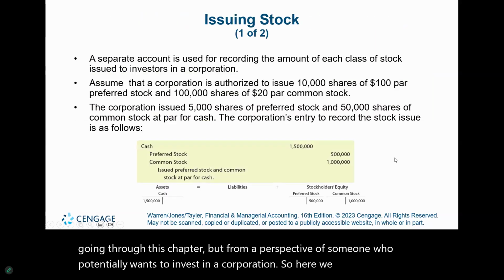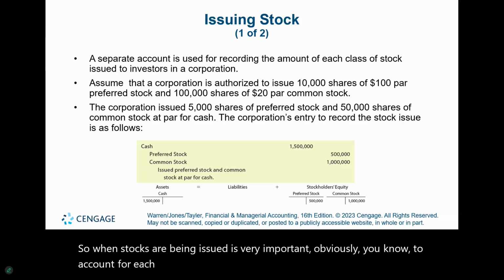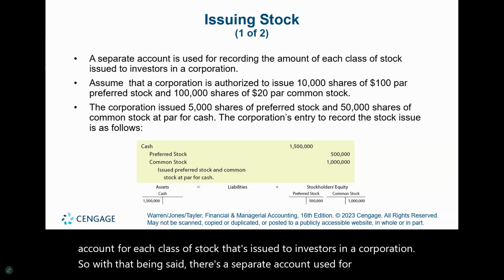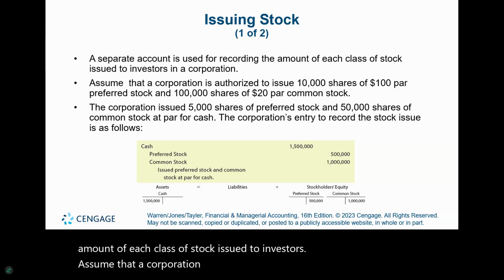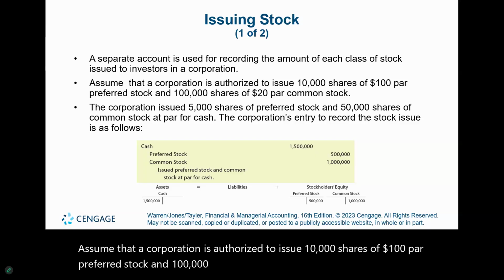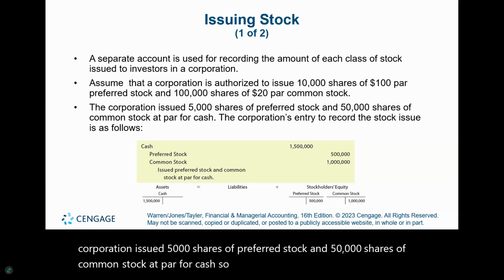So here we see issuing stock. When stocks are being issued, it is very important, obviously, to account for each class of stock that's issued to investors in a corporation. So with that being said, there's a separate account used for recording the amount of each class of stock issued to investors. Assume that a corporation is authorized to issue 10,000 shares of $100 par preferred stock and 100,000 shares of $20 par common stock. The corporation issued 5,000 shares of preferred stock and 50,000 shares of common stock at par for cash. So in such case, the journal entry would be as follows.